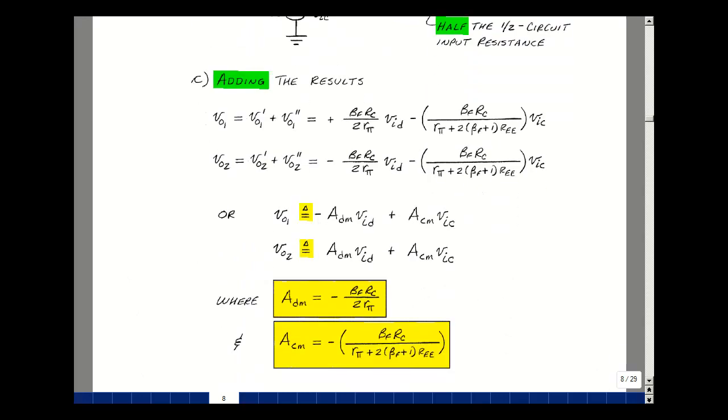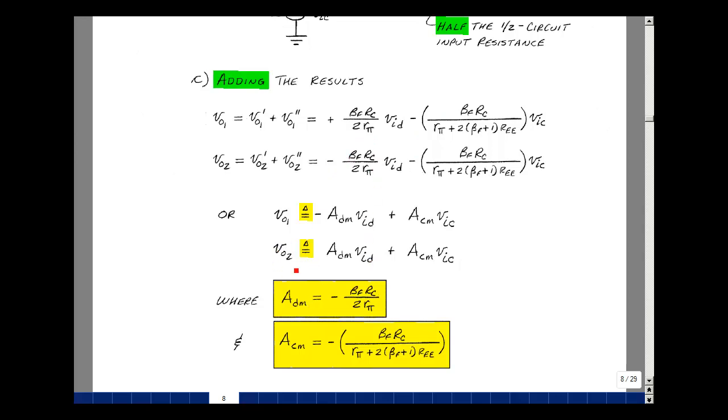V out 1 is due to V out 1 prime plus V out 1 double prime. And that's going to be equal to beta F RC over 2 R pi times V sub ID, and then minus beta F RC over R pi plus 2 beta F plus 1 times RE times V sub IC. And then V out 2 is the same term here, but with the opposite sign here, with the same sign here.